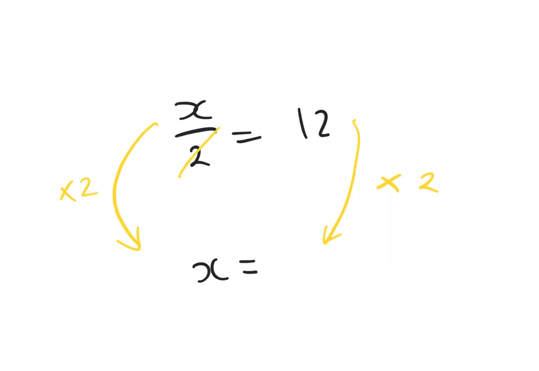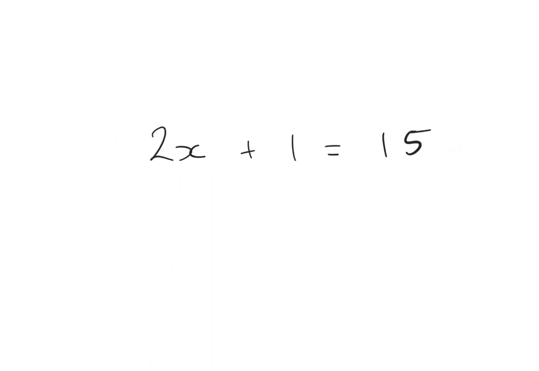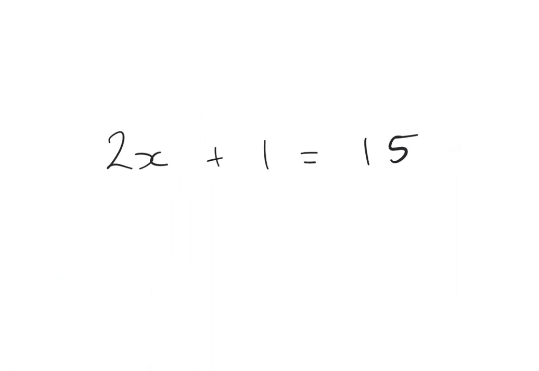That will get rid of that at the bottom. And 12 times 2 is just 24. And that's job done. Right, that's all it is. The hardest ones are usually these ones. They actually aren't too bad once you get to grips with them. We're going to move on up now to looking at some two-step equations.